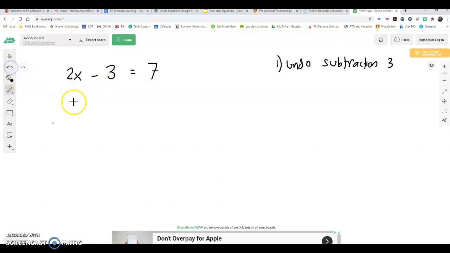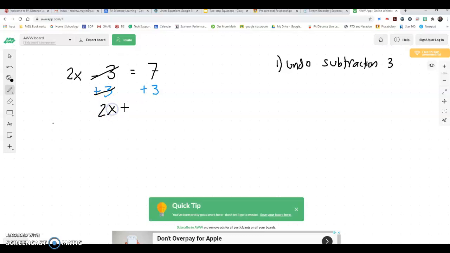So what I'm going to do is go ahead and add 3 to both sides, because in algebra, what you have to do to one side, you must do to the other. We got to be fair. So if we add 3 to the left, we better add 3 to the right. Adding 3 to the left, the minus 3 and the plus 3, once again, they undo each other. They make each other go away. And now all we have left is 2x. On the other side, 7 plus 3 is 10.